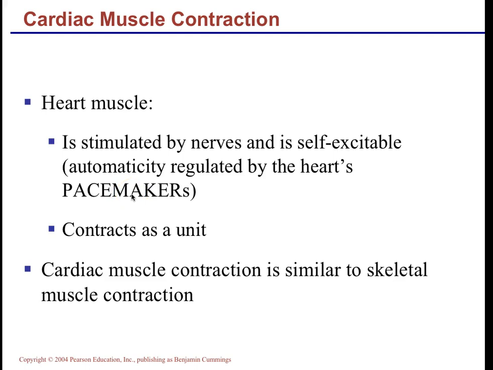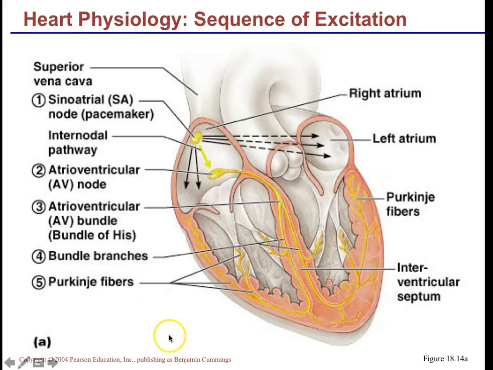So if I have a resting heart rate of 90 beats per minute, that means that my pacemaker fires 90 times per minute. And this is showing you where it is. You actually have a primary and a secondary pacemaker. Your primary pacemaker, which sets the rhythm, is your sinoatrial node. And that will discharge automatically from the time it develops in the fetus until the day you die.